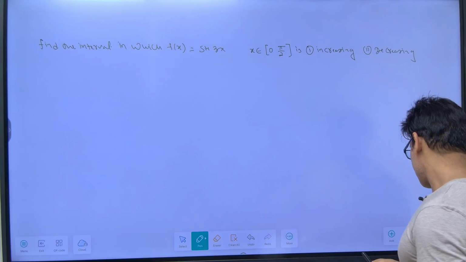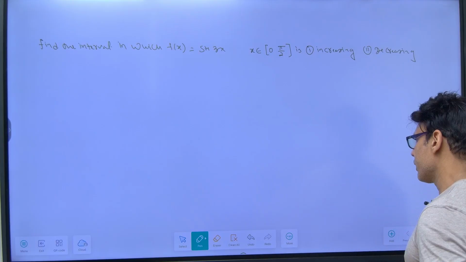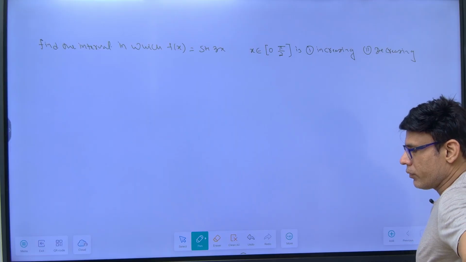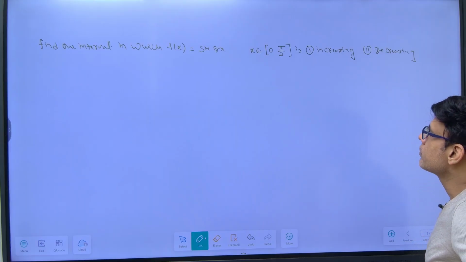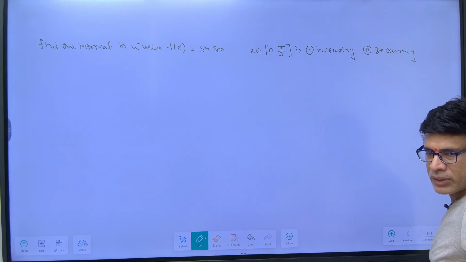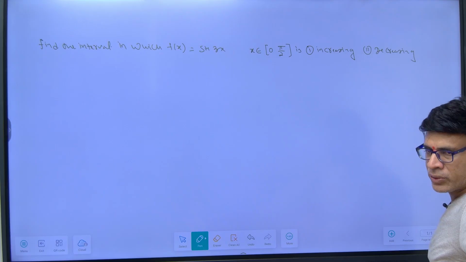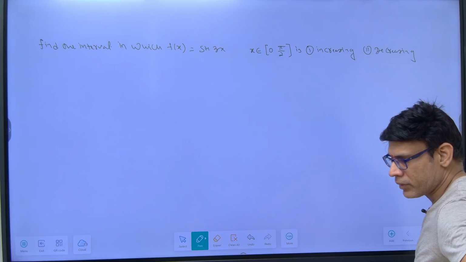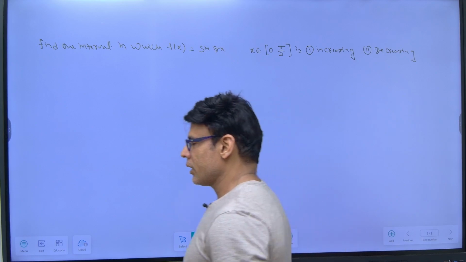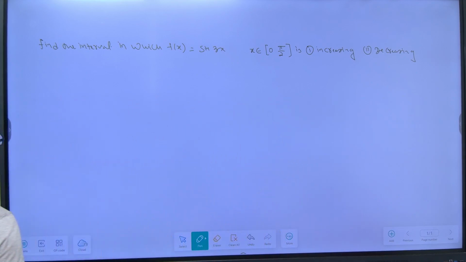Now let's try to solve this question. Be very careful. Differentiation is not an issue. Finding the interval is going to be an issue here in the trigonometric function. So the x is given and the angle is 3x.